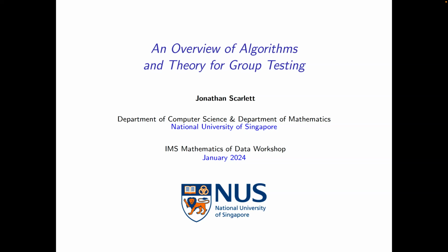Previously, Jonathan received the B engineering degree in electrical engineering and B science degree in computer science from the University of Melbourne, Australia. Between 2011 to 14, he was a PhD student in the signal processing and communications group at the University of Cambridge. And between 2014 to 17, he was a postdoctoral researcher at Lions EPFL. And today he's going to tell us about algorithms for group testing.